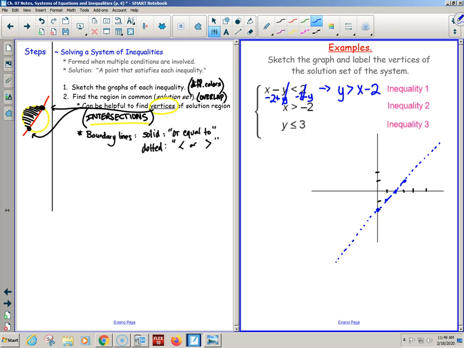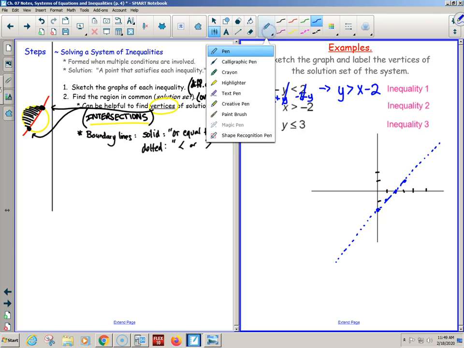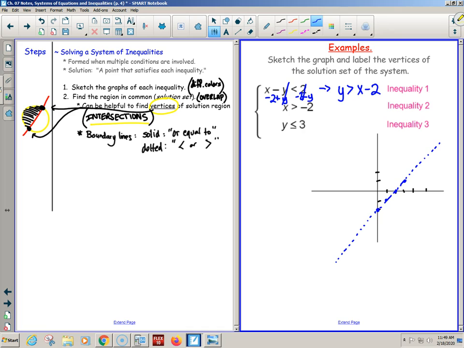But guys, it's also usually enough to look here. Y greater than means y's need to go above, right? Y greater than means y's need to go above.